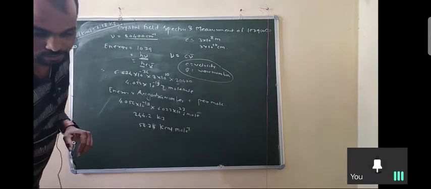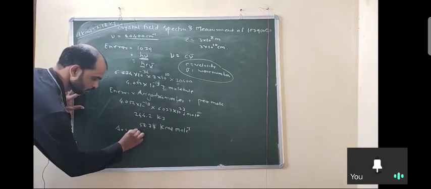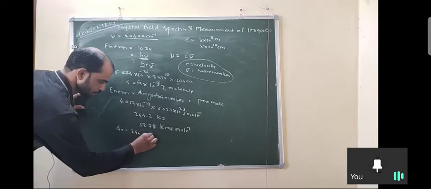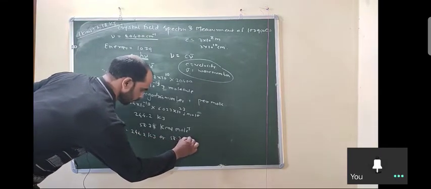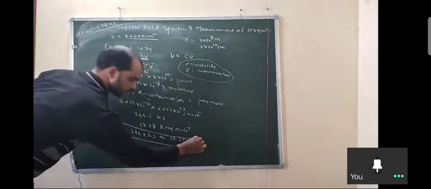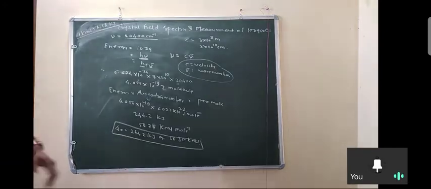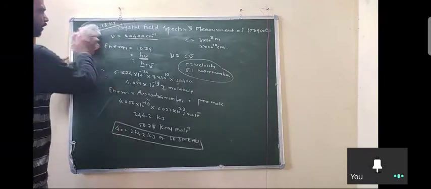And after we get this answer, delta naught is equal to the energy, 244.2 kilojoule or 58.35 kilocalorie. This is the 10 Dq value, we consider it as the 10 Dq value. Similarly, we are going to solve another problem.